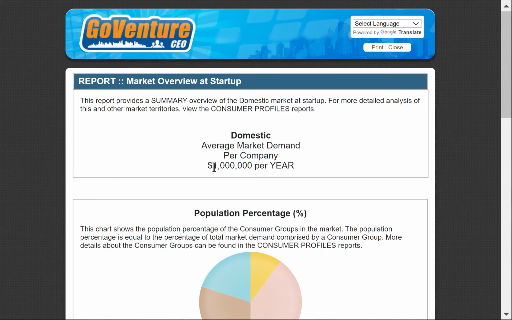The average is 1 million per year per company. So I'm only one company. If I'm competing with 9 other companies for a total of 10 companies, the total market demand would actually be 10 million. So this is just an average share.